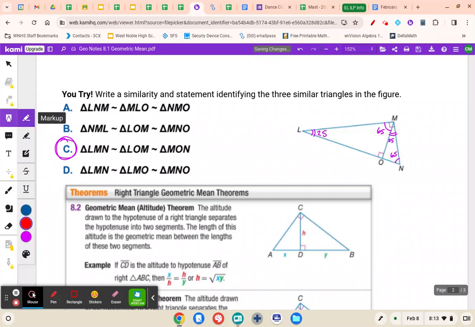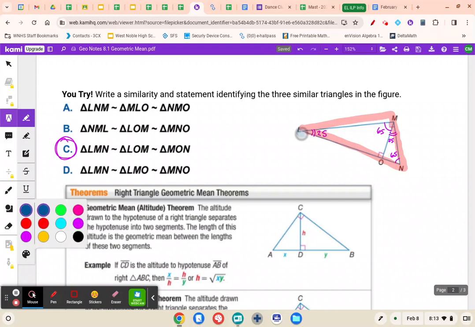If we have L, M, N, that's the biggest triangle, we're doing 25, 90, 65. Then we have our medium triangle, LOM, is 25, 90, 65. And MON is 25, 90, 65. So we've got C. The rest of them mix something up.